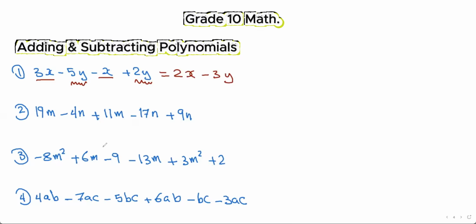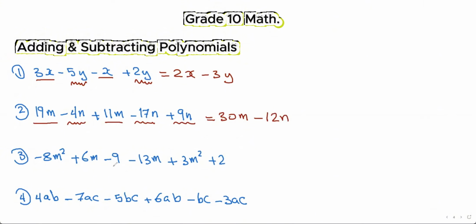Now, how about this one here? So again, we've got to look for like terms. So anything that has an m, I'm going to put a solid line underneath it. And I have the other thing that has n. So this, I'm going to put a wiggly line underneath it, just to identify them as like terms. So I have 19m, jump over here, plus 11m, that gives me 30m. And then I have -4n minus 17n, that's -21n plus 9n, that gives me -12n.